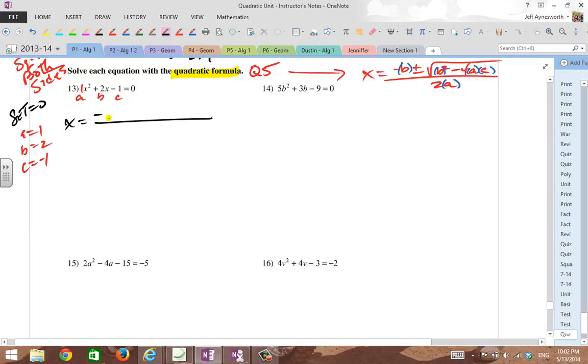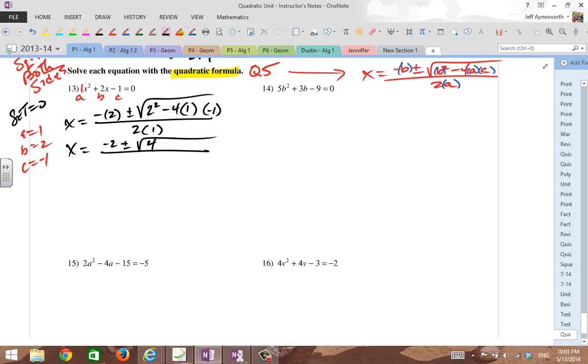You take the opposite of b, which is 2, plus or minus the square root of b squared, or 2 squared, minus 4 times a, which is 1, times c, which is negative 1, all divided by 2 times a, which is 1. So that first step is called substitution. What do we get? Well, you get a negative 2 here, plus or minus 2 squared, or 4.